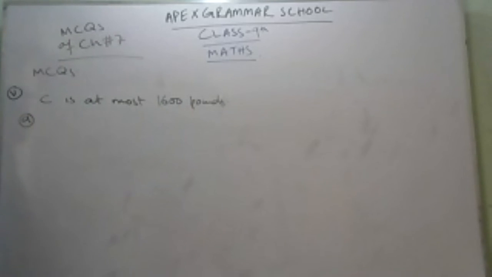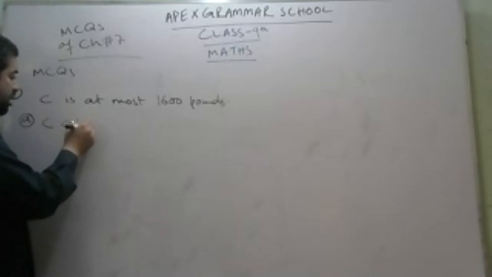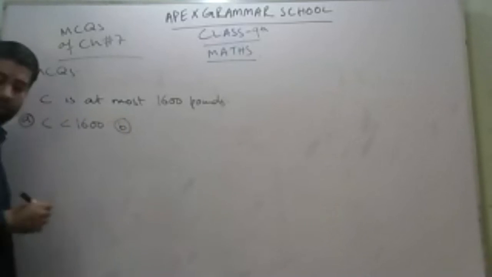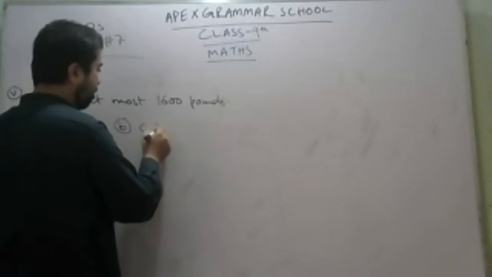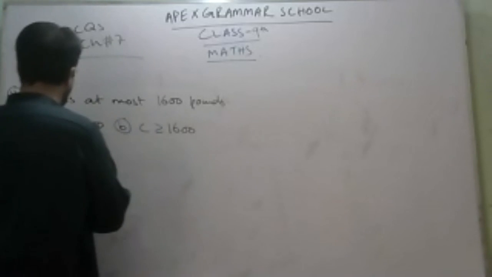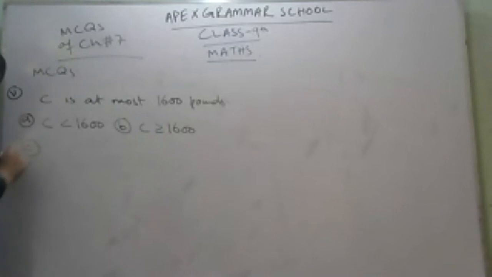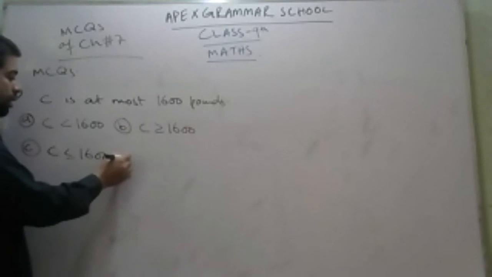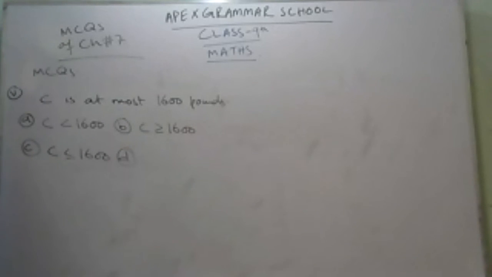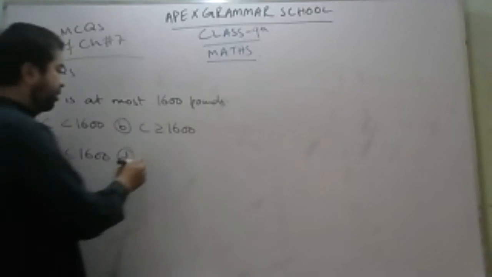At most means less than or equal to. A, C is less than 1600. B, C is greater than or equal to 1600. C option, C is less than or equal to 1600. And D option, C is 1600 only.